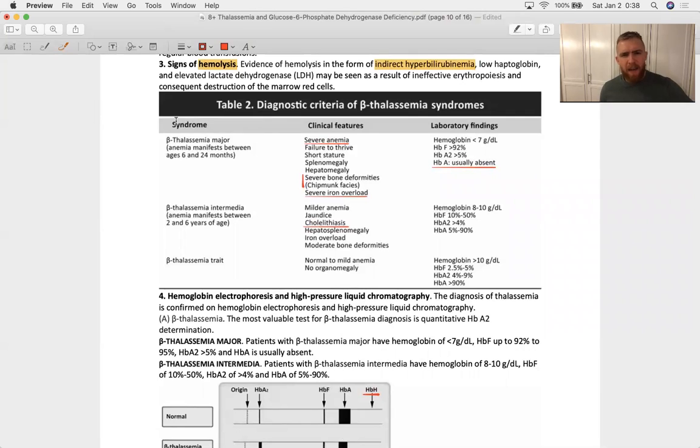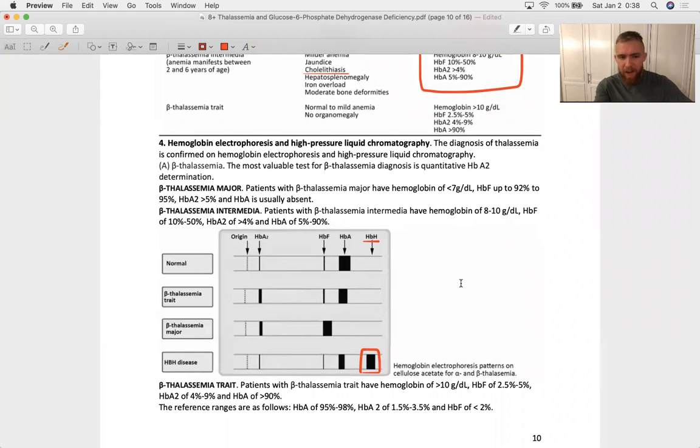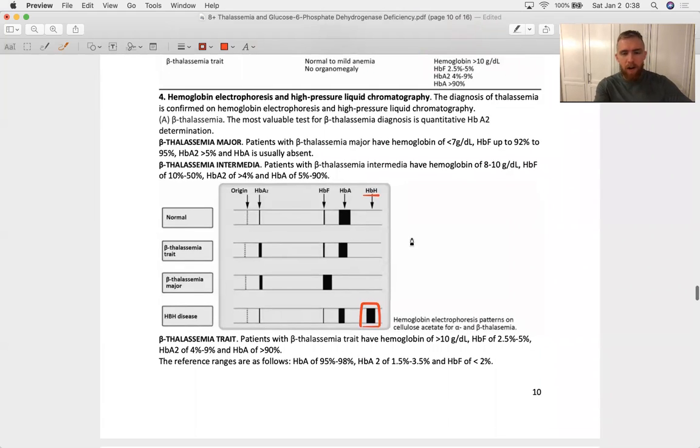Table 2, diagnostic criteria of beta-thalassemia syndromes. What they're telling you with this is you are going to get a gel electrophoresis in a question, and it's going to help you answer the question. So understand these findings on gel electrophoresis. All right. Good news is they're going to label it. They're not just going to take out the names of all the hemoglobins and expect you to know which one travels the farthest. No, they're going to say this one is hemoglobin A.